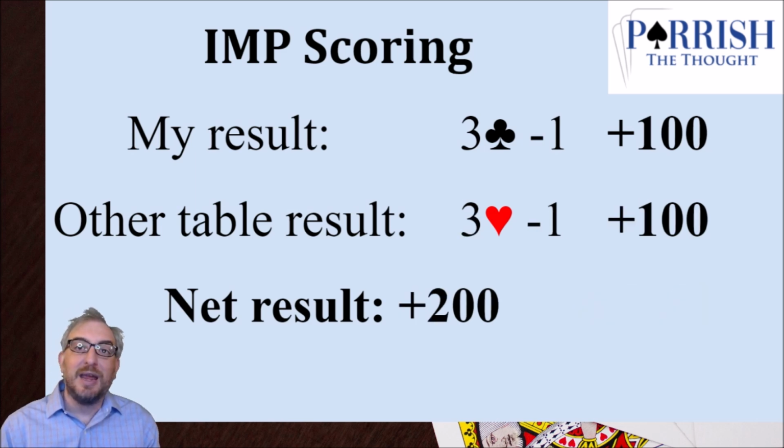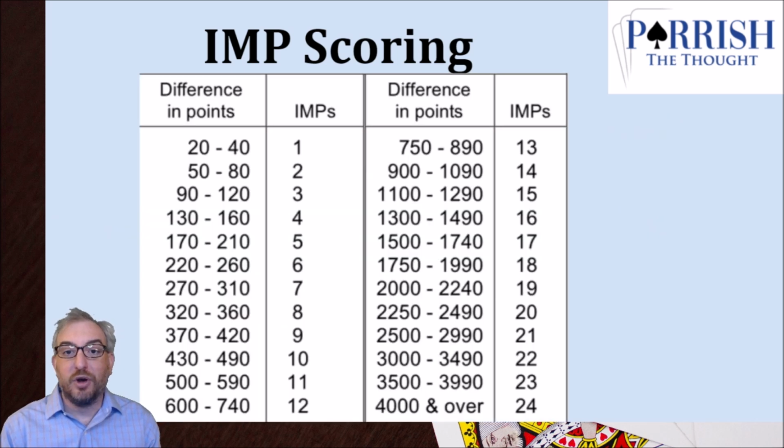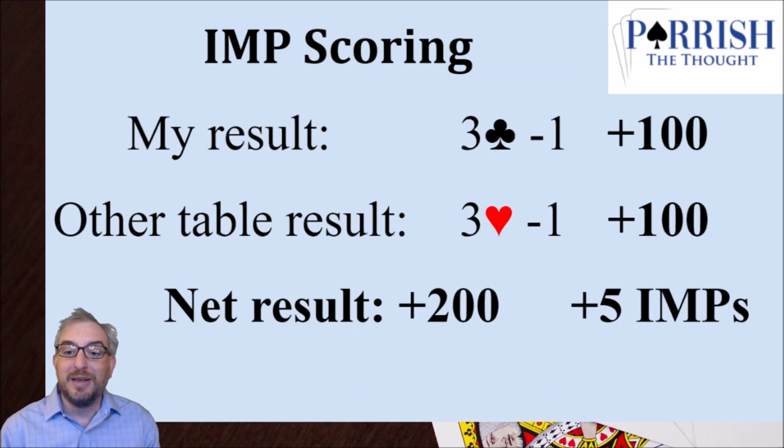Now let's say that instead our opponents with our cards had bid on to 3 hearts and went down 1. And so our partners came back with plus 100. And so now our team has a net result of plus 200. So we consult our chart and we see that anything between 170 and 210 points is 5 imps. So we have a net result here of plus 5 imps.